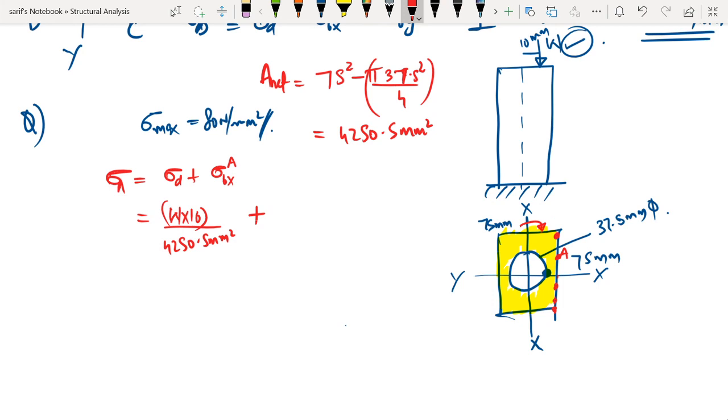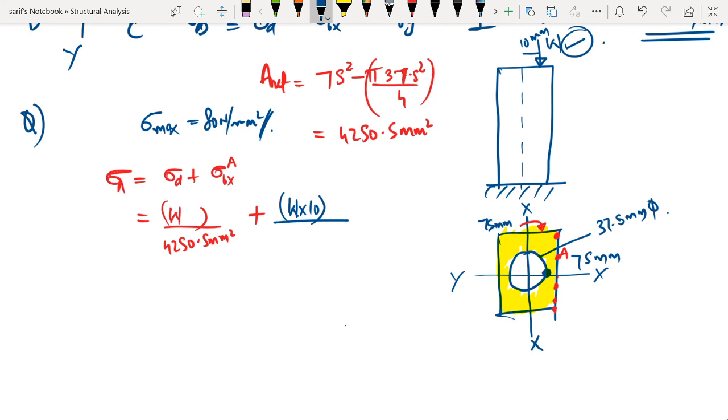Now sigma bx, so that is going to be equal to, again there is a slight mistake here. We do not require this E here, we only require the load divided by the area, that is W by A, plus we are going to have the moment, which is W multiplied by E. So W into E is 10 mm divided by, we have to have Ixx.